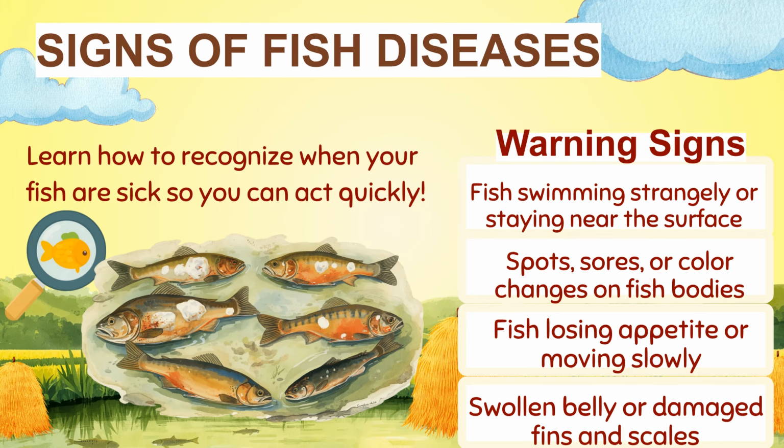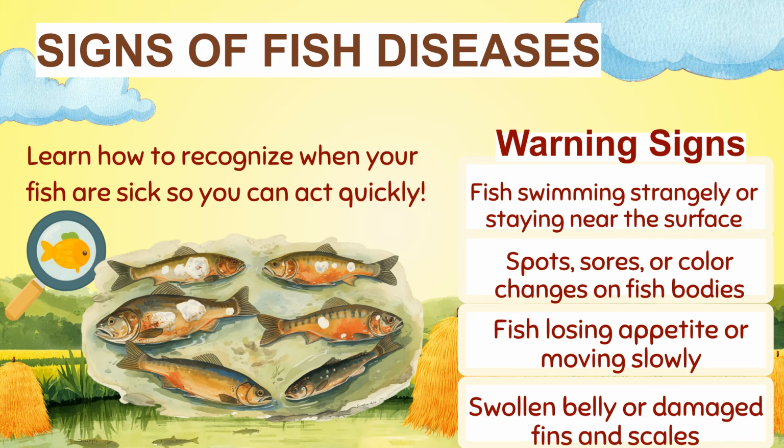Knowing these warning signs is important because it allows fish farmers to act quickly and prevent the disease from spreading to other fish. First, watch how the fish swims. A sick fish may swim strangely, move slowly, or stay near the surface of the water. Second, check the fish's body. Look for unusual spots, sores, wounds, or changes in color.